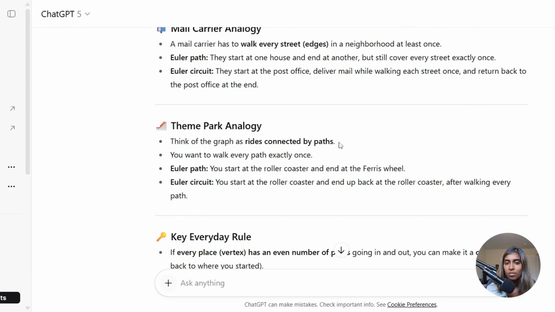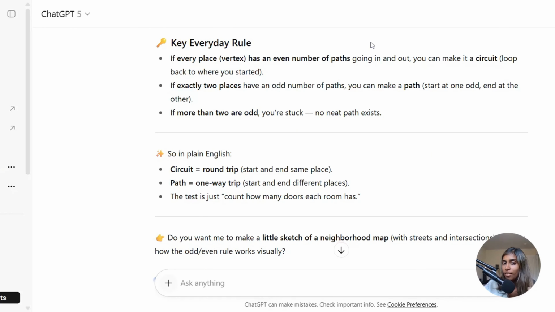Again, think of the graph as rides connected by paths. You start at the roller coaster and end at the Ferris wheel, or you start at the roller coaster and end back at the roller coaster after walking every path. Those make a lot more sense to me. So we've talked about stories, we've talked about analogies. Ask it for things so that we're not just answering the question. We are learning the math deeper, and that's how it will stick. At school, they don't even teach you those things, but I am here to teach you, and we're literally just using ChatGPT, a free tool. You can use the free version to get all of those.